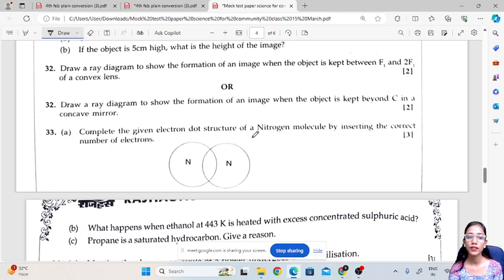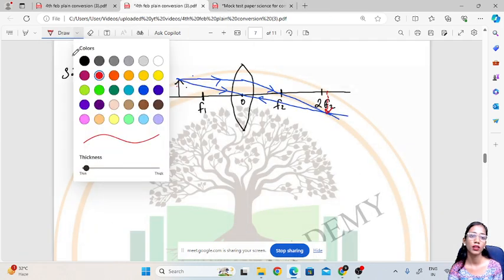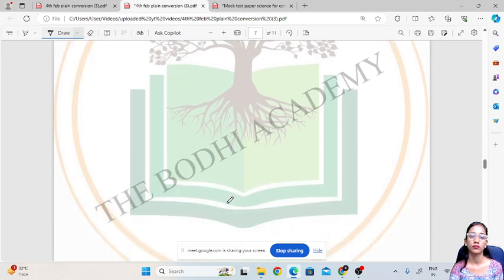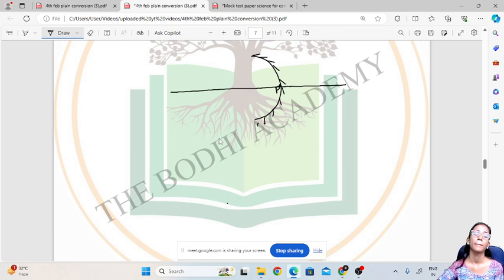The next one is: draw a ray diagram to show the image formation when the object is kept beyond C in a concave mirror. So now it is the mirrors. Concave mirror. The mirror has the focus, and the object is kept beyond C, right? So it is beyond C over here.